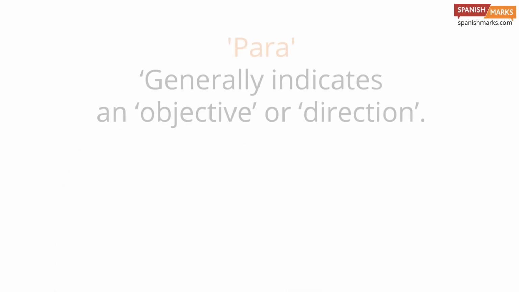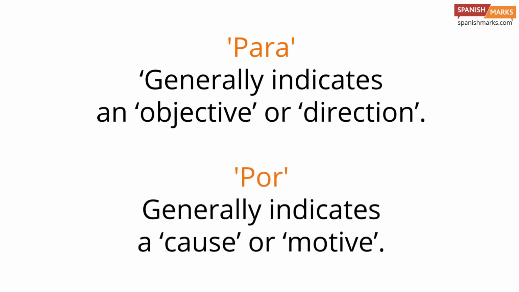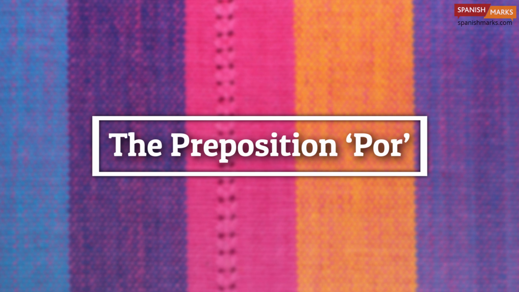It is, however, worth remembering the core difference between the two. Para generally indicates an objective or direction. Por generally indicates a cause or motive. Remembering these rules should help you understand what is going on behind the different uses of the prepositions. Let's start with seeing when to use the preposition por.